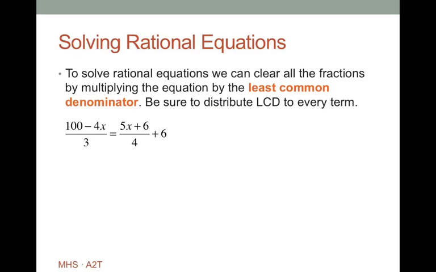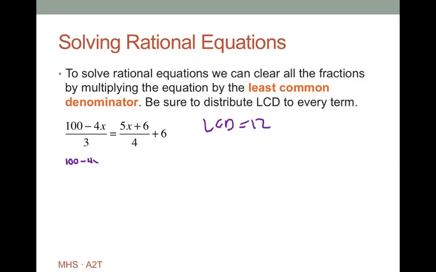And the technique we're going to use is similar. We're going to find the least common denominator, and then we're going to multiply each term by that least common denominator, and that way we'll get rid of the fractions altogether. So in this case, the least common denominator is going to be 3 times 4, which is 12. So let's multiply each term, left side and right side, by 12 and see what we get.